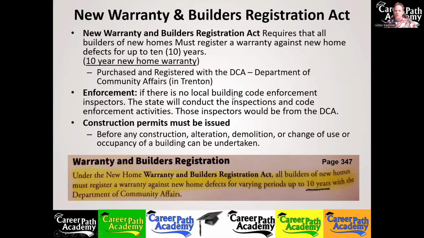So enforcement, if there's no local building code enforcement inspectors, the state does conduct the inspections with their own inspectors from the DCA. And those guys eat, breathe, sleep the building codes. So, I mean, it could be new construction, they'll find things wrong with it. Trust me on this. I have a friend who's an inspector for the DCA. Construction permits must be issued before any construction, alteration, demolition, or change of use or occupancy of a building can be undertaken.